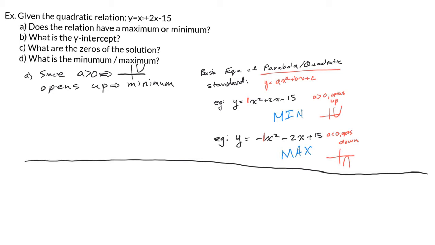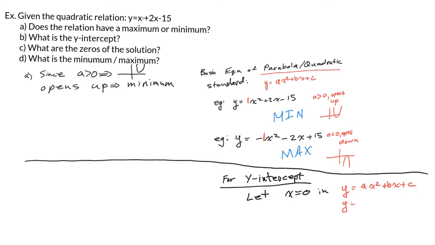So anytime we have a parabola or a quadratic form or something that we want to use, here's what we do for the y-intercept. We let x equal 0 in our standard equation, y is equal to ax squared plus bx plus c.